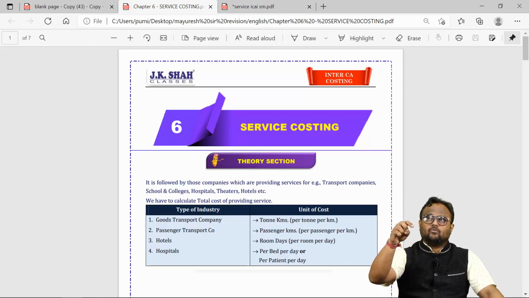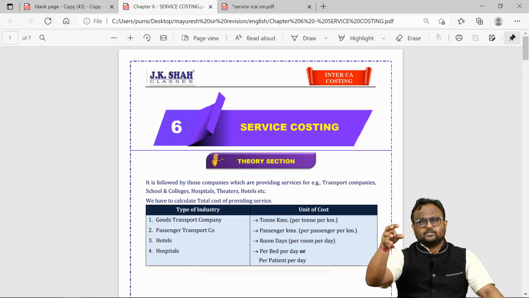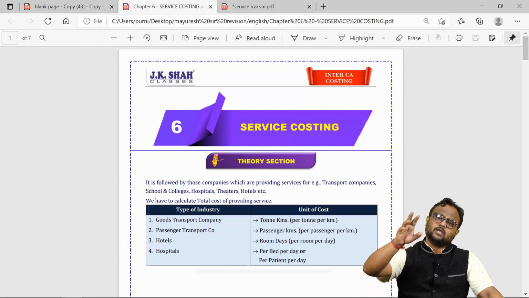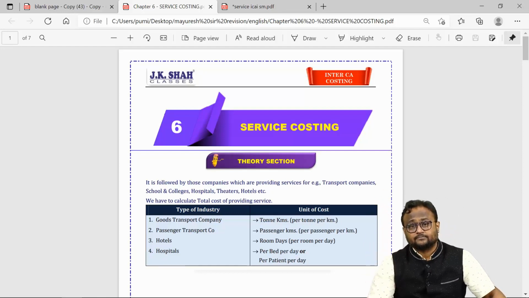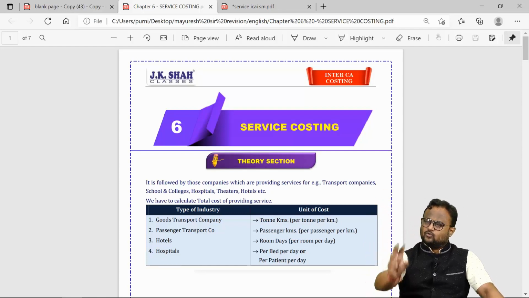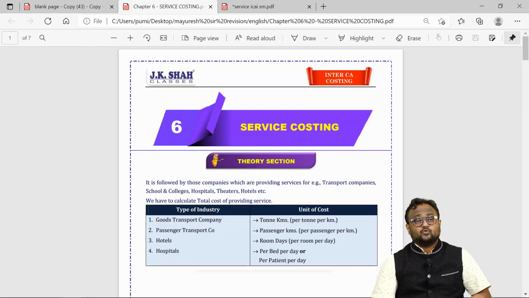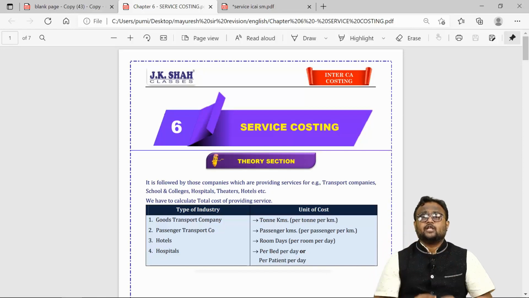Now, if it is on monthly basis, your numerator and denominator both should be on monthly basis. If it is on annual basis, both should be on annual basis. Always remember this. So somehow you get the revenue, you get the cost, you add profit, you decide revenue. Students generally go wrong in passenger kilometers, ton kilometers calculation. I'll tell you how to calculate it in a simple manner.